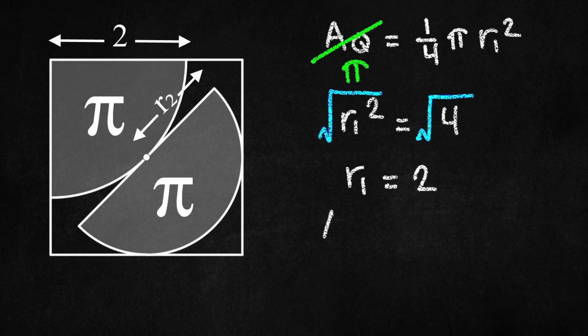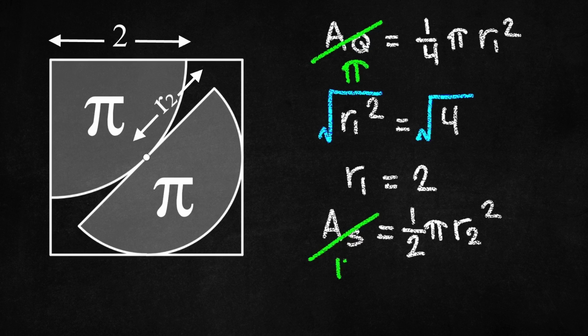Next, the area of the semicircle is equal to 1/2 times pi times R2 squared. The area of the semicircle is pi. Simplified just like we did above, we should get R2 equals square root of 2.